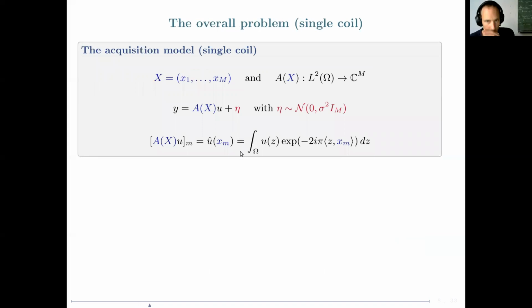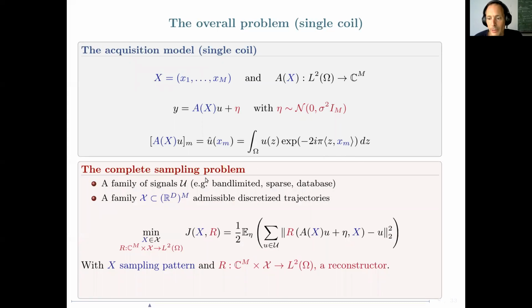Okay, so I'm ready to set up the mathematical model. So I will let X be the set of sampling locations, x1 to xM, and A(X) denotes the forward operator, which to an image u associates its Fourier transform at the locations xm. And usually your measurements y suffer from noise, for instance, from additive white Gaussian noise, but you could have more complicated models, but here I will stick to this.